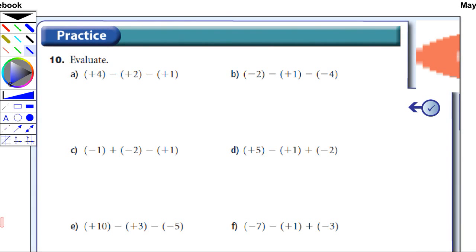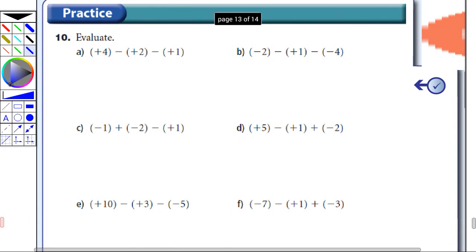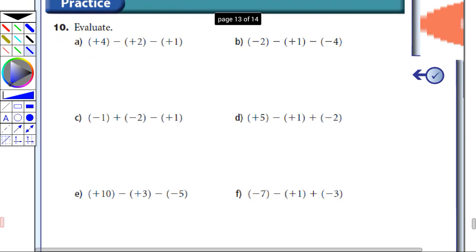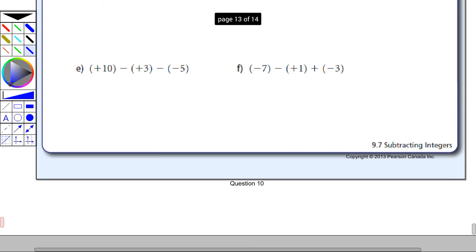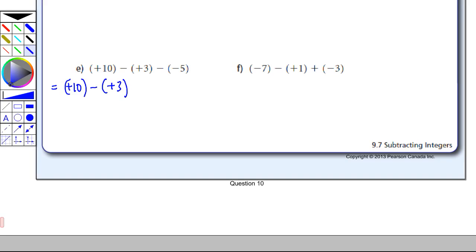Number 10, I'm just going to do maybe one of these questions. I don't want to really do more than one. So let's do E. We've got 3 integers together, so it's a different situation than before. We can leave our first one the same, plus 10. Basically, we do 2 integers at a time. So we either do the first 2 or the last 2. I'm going to do the last 2. So I'm going to leave the minus there, and I'm going to leave the plus 3. And I'm only going to focus on changing this last integer here. I've got a minus minus, which I know turns into a plus 5.